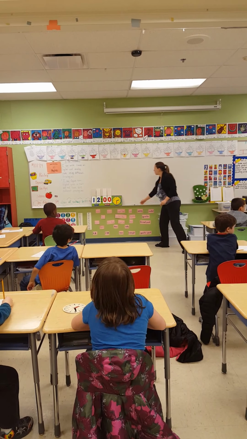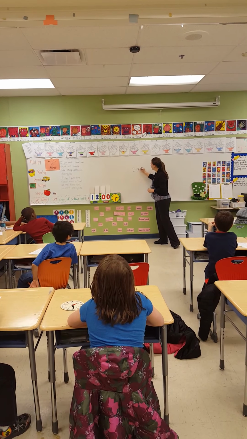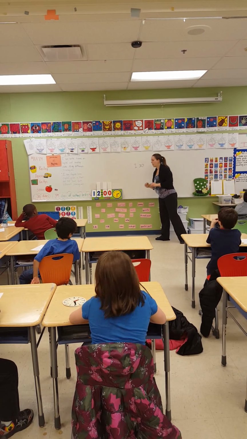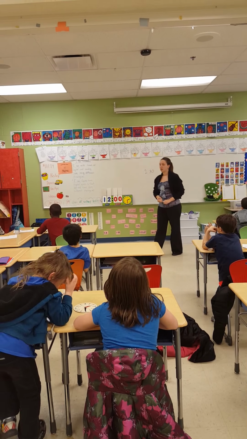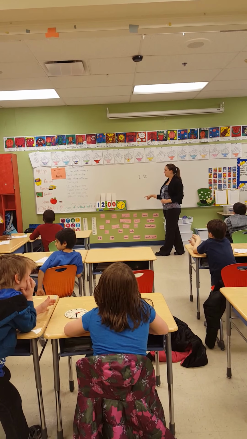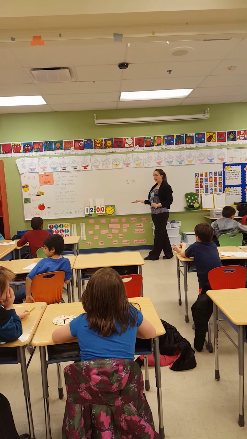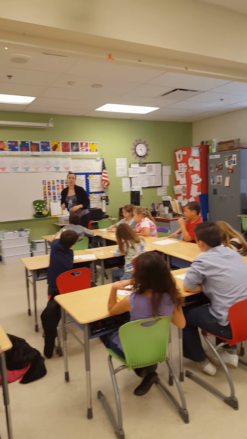Okay, so it's 2:30. And Lionel, how did you get that answer looking at the clock? How do you know it's 2 and then there's 30? So are you saying you looked at it, you just knew it? Okay, who has a different strategy that they used, Aiden?